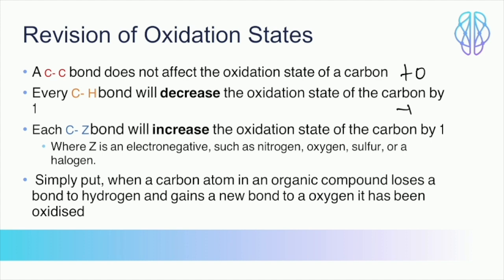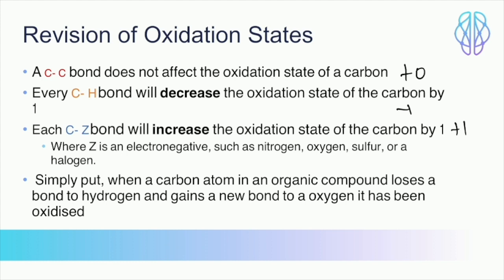A carbon-Z bond, where I've put the letter Z, will increase the oxidation state by +1, and Z could be any electronegative substance such as the freaks of nature, or sulfur, or any halogen for that matter. And please also remember that the freaks of nature are fluorine, oxygen, or nitrogen, and they're the three most electronegative elements. And then that will give you an increase in the oxidation state by +1.